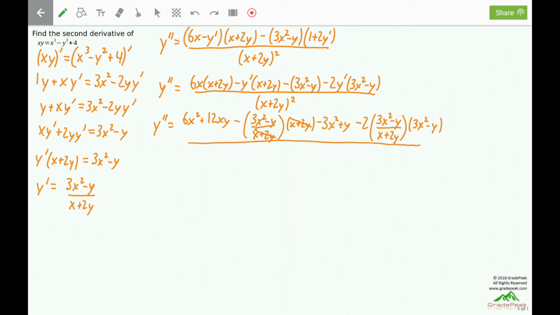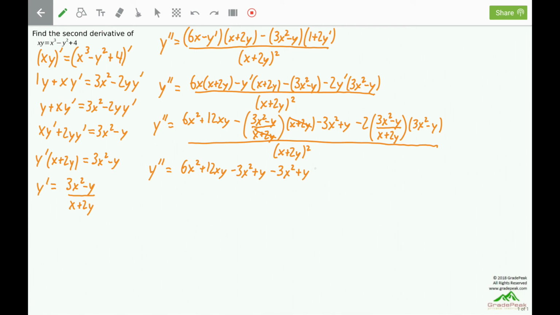And then this entire thing is over (x plus 2y) squared. So y double prime is equal to, we have a 6x squared, we have a 12xy. Let's distribute the minus sign in here. That will give us a minus 3x squared, a positive y, and then we have a minus 3x squared and another positive y.